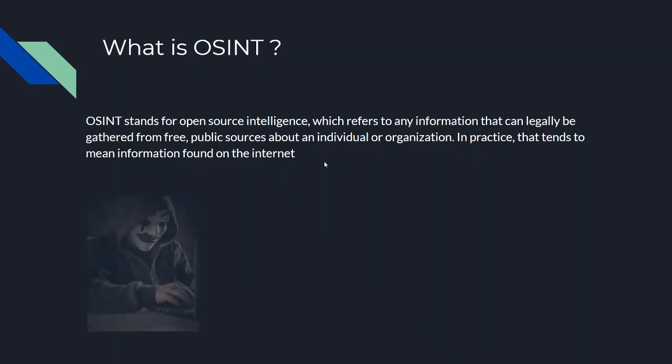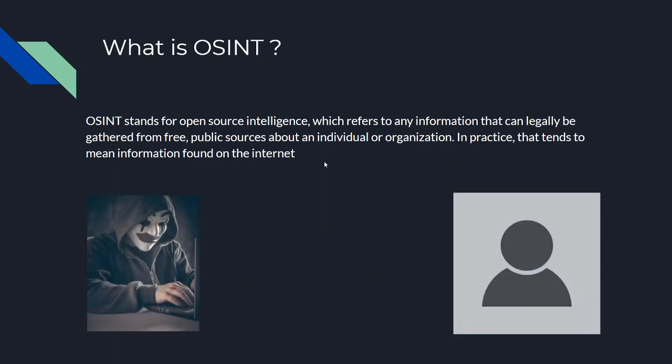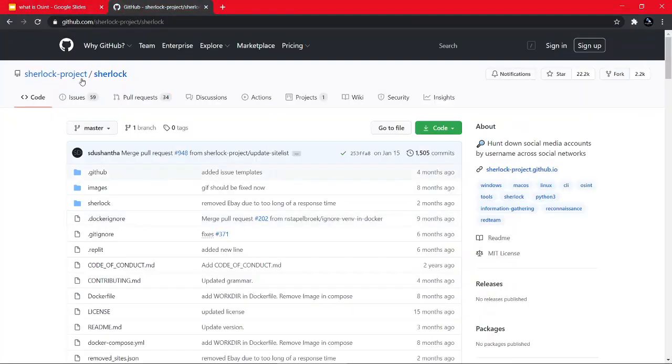Okay, let's say you are a hacker and you have a target. Now the first thing you will do is Google about this target. Okay, you will visit different social media platforms and find more information about this target. So to automate this process, to find out where this person, your target, has accounts, you will be using this tool, Sherlock.